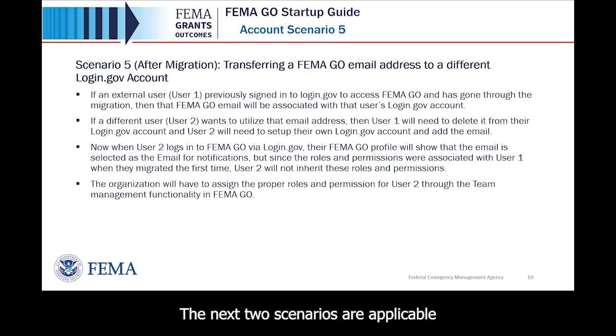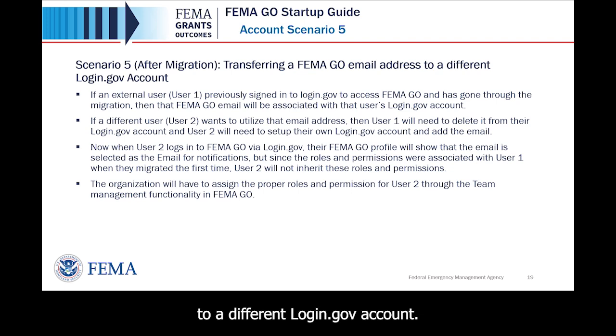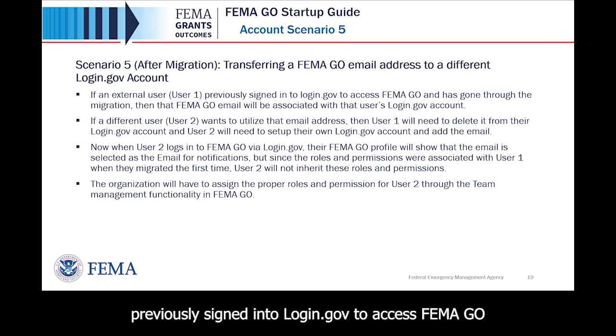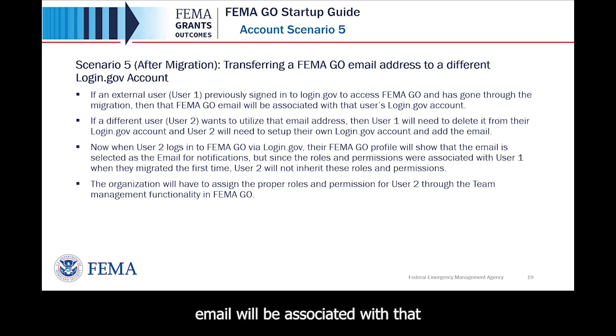The next two scenarios are applicable to some after the migration occurs. Scenario 5 covers if you are using a shared email address in FEMA Go and you need to transfer that FEMA Go email address to a different login.gov account. In this case, if an external user, we'll call them user 1, previously signed in to login.gov to access FEMA Go and has gone through the migration, then that FEMA Go email will be associated with that user's login.gov account.